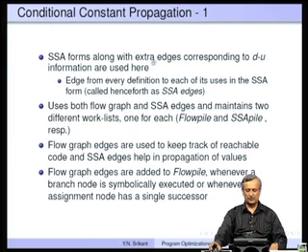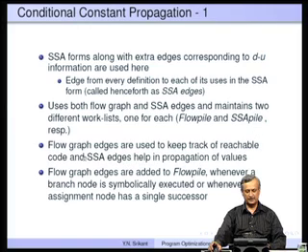SSA forms along with extra edges corresponding to the definition use information are used here. There is an edge from every definition to each of its uses in the SSA form, hence we call these SSA edges. They are also available in the graph. It uses both flow graph edges and the SSA edges and maintains two different work lists. This is a work list based approach, exactly like the simple constant propagation. So, we have a flow pile and an SSA pile.